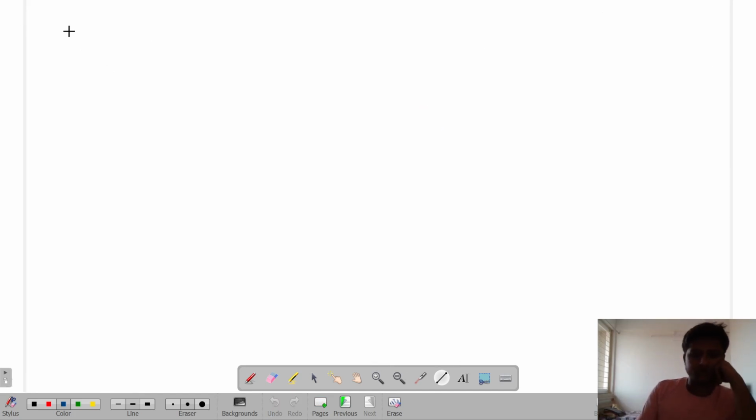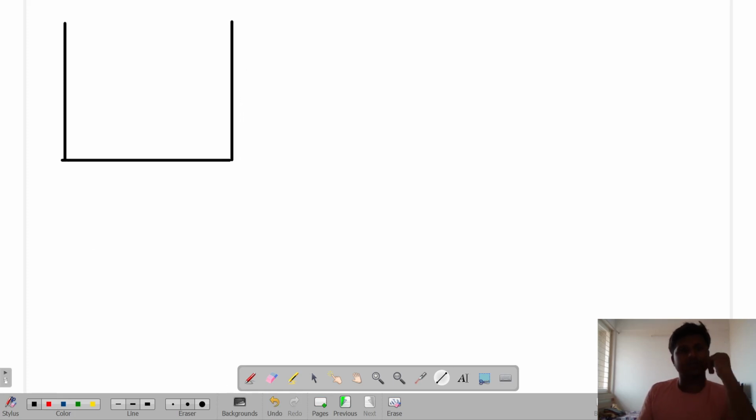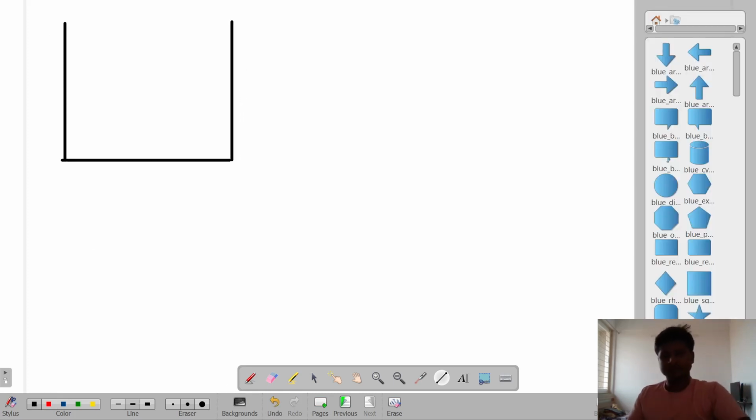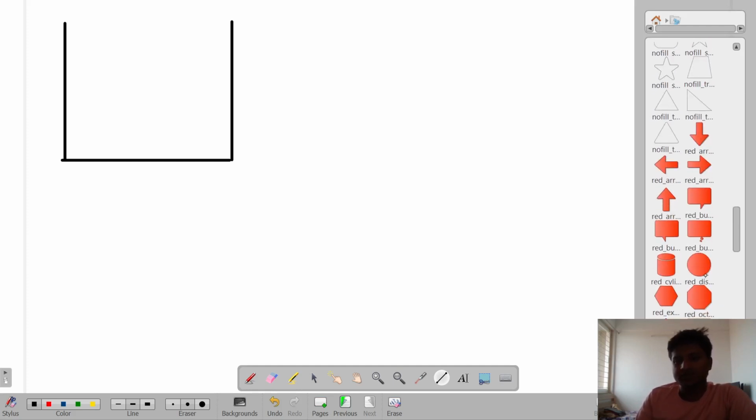Let's take an example. Let's suppose I have one container. Inside that I have a block. I just filled that with a block and the liquid is there. Let's suppose the liquid level is still over here.